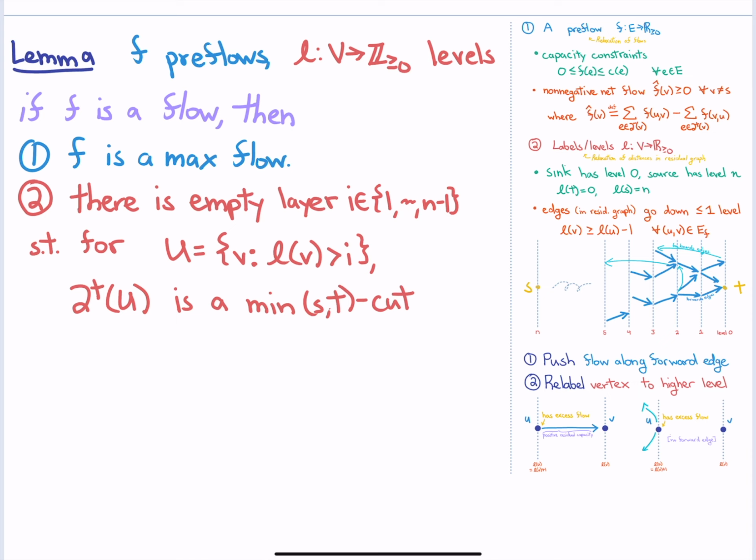The claim is that if it's a flow, so we've gotten rid of all the excess from the intermediate vertices, then it's automatically a max flow. Why though?